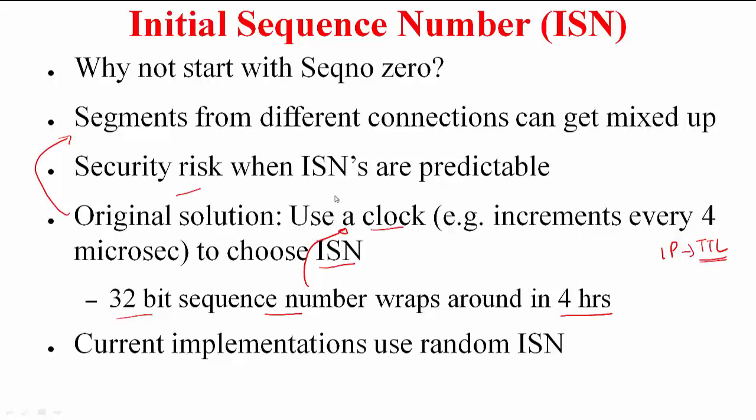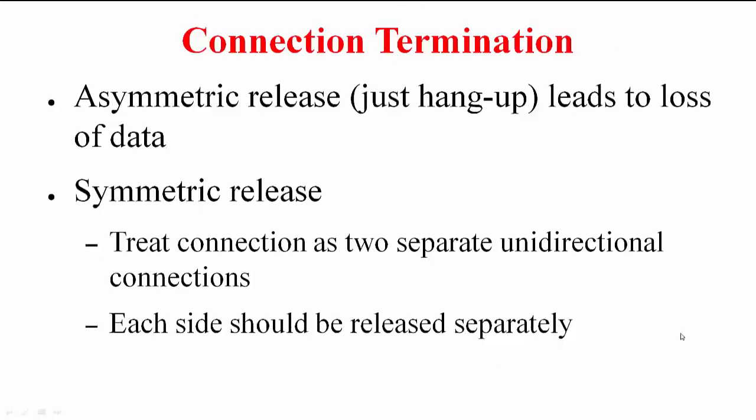But then these predictable initial sequence numbers were being used to launch security attacks. I will cover a little bit more of this as part of the quizzes. But the point to note is that this wasn't considered safe. So current implementations use random initial sequence numbers to circumvent the security threat. So this is with connection establishment. So what do you think of connection termination? You think this is easy?